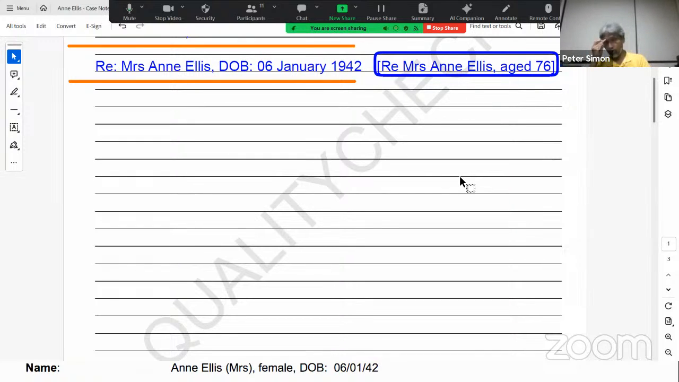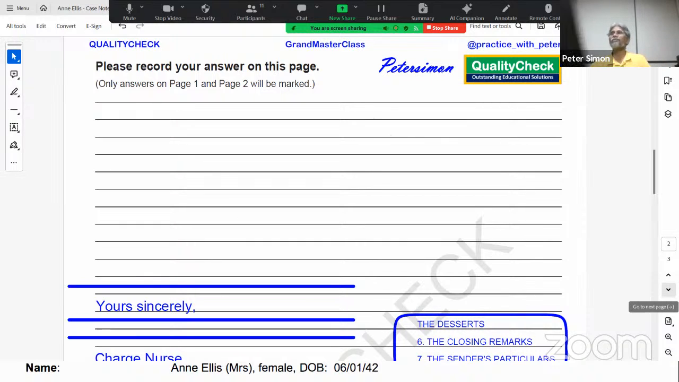Now the main course. We're going to the main course. So 5 paragraphs. We'll write in 5 paragraphs.